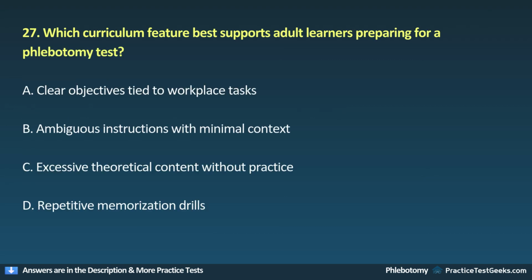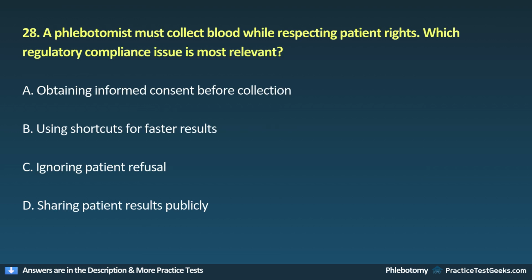27. Which curriculum feature best supports adult learners preparing for a phlebotomy test? A. Clear objectives tied to workplace tasks. B. Ambiguous instructions with minimal context. C. Excessive theoretical content without practice. D. Repetitive memorization drills.